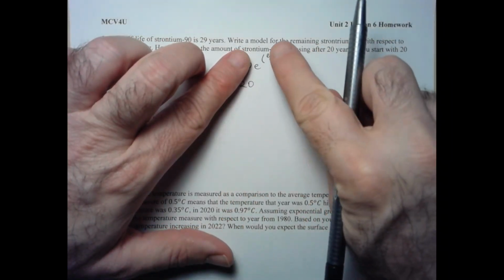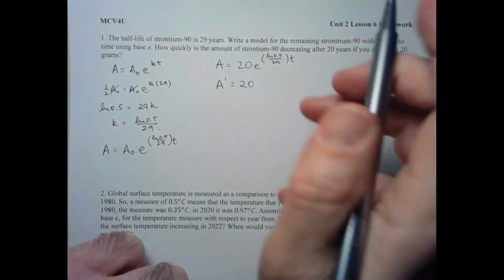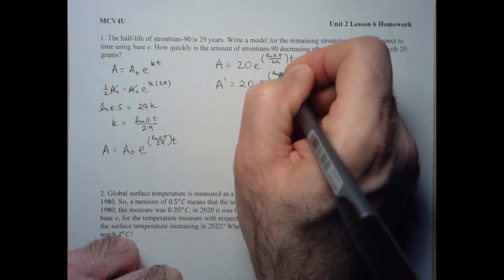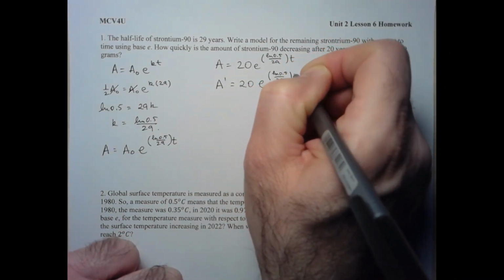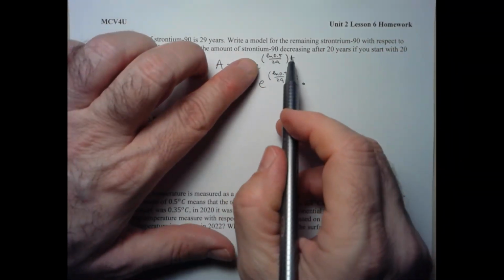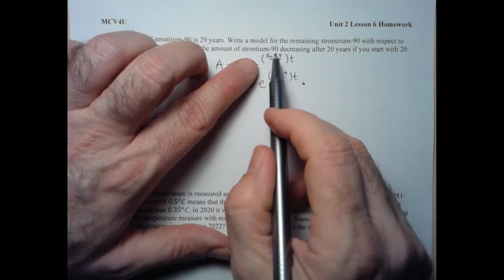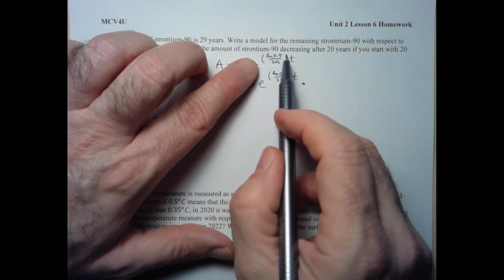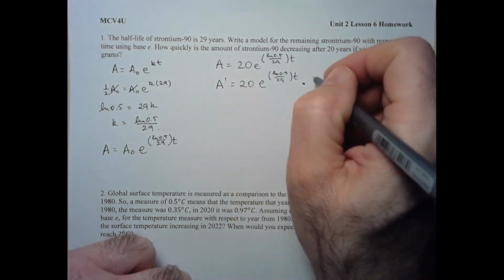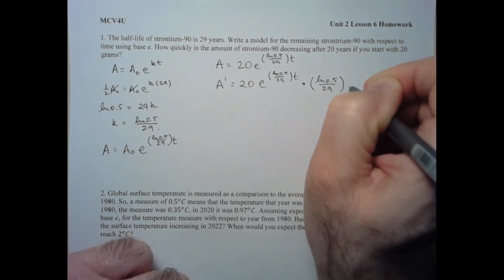This whole exponent is going to be like my u. So what's the derivative of e to the u? It's just e to the u. So e to the ln 0.5 over 29 times t. And now, using the chain rule, I have to take the derivative of u with respect to t. Remember, this is just some constant multiplying t, so it's the constant times the derivative of t, which is just 1. So I'm just multiplying by the ln of 0.5 over 29.